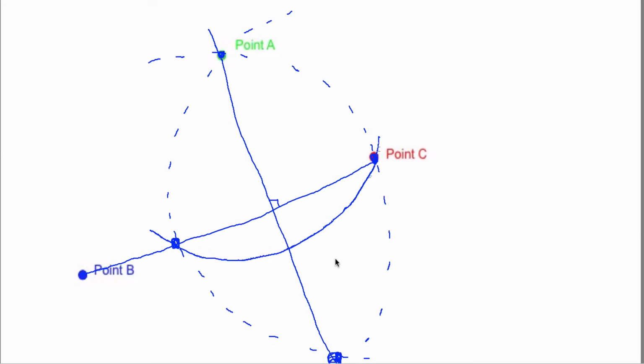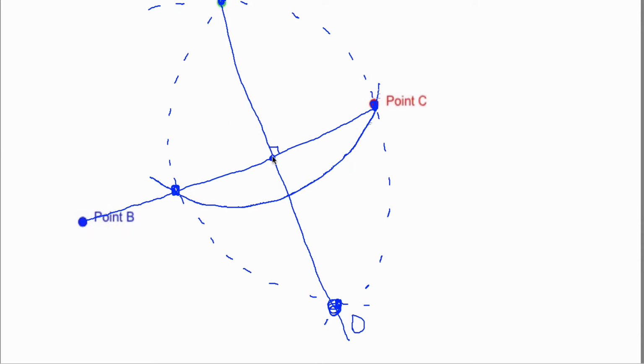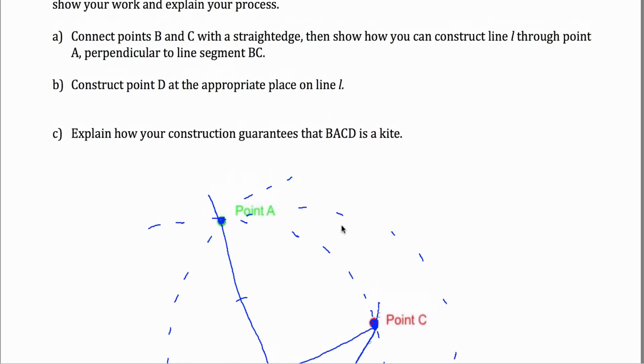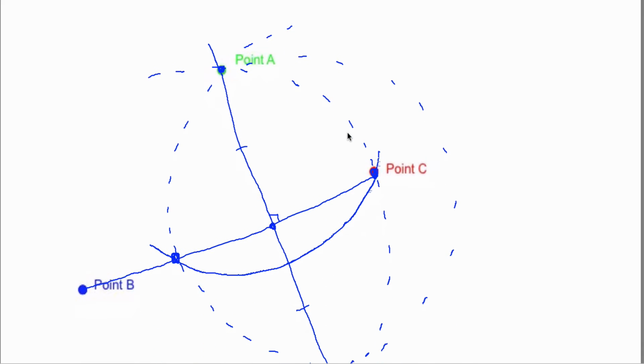So in case you drew them differently, what you could do is put the pointy end in the point of intersection, and then put the drawing end up here, and if you draw a big circle all the way around like this, it'll intersect line L at a point that forces this side length to be the exact same as this side length. And that'll give me ABCD. And so now what I'm supposed to do is explain how the construction guarantees that ABCD is a kite.